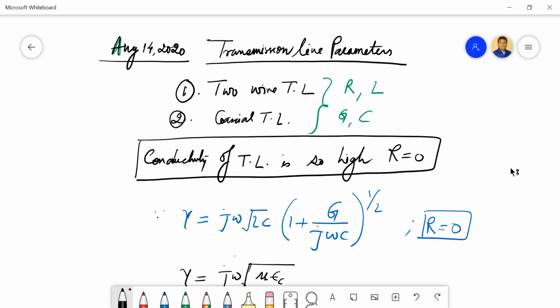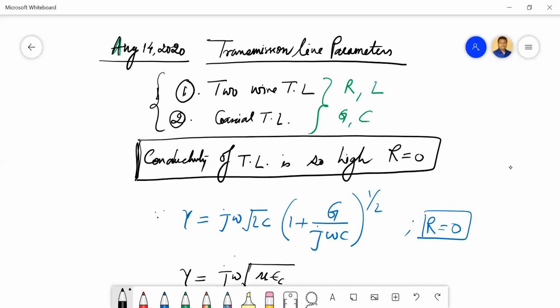Now the thing is, here you can see these two transmission lines. The first one is the two-wire transmission line. There are two wires running parallel, and in a coaxial line, we have an inner conductor and an outer conductor. So the conductors here are involved in the propagation of the wave.